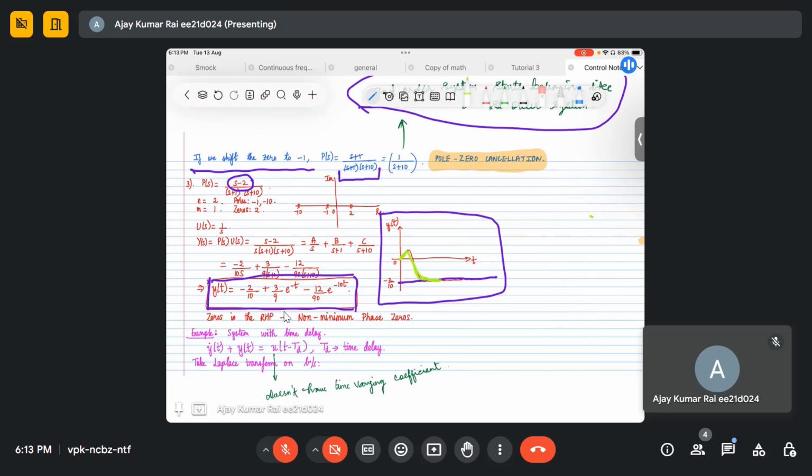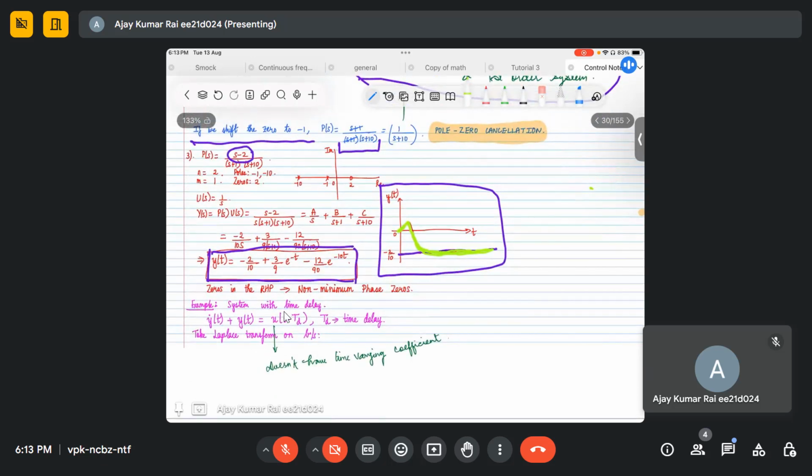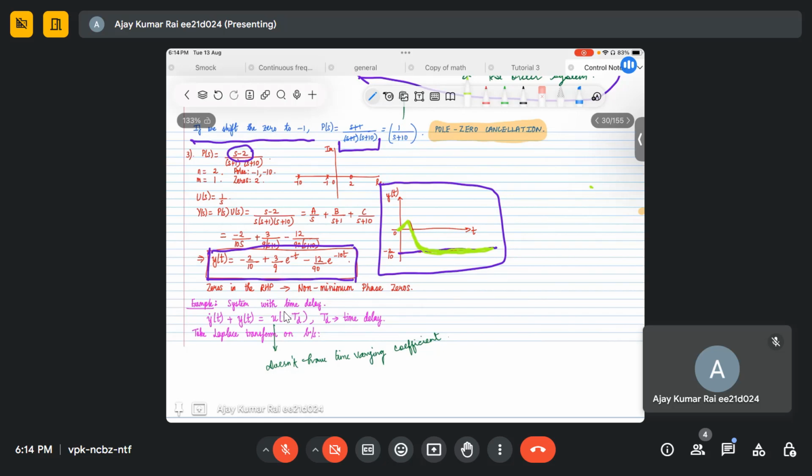If you are able to see this green one, I am just marking on the red one. So its effect is this. Due to the right hand zero, the zero which is present on the right hand side, the system goes in the opposite direction initially, for a very small duration. If we have a zero in the RHP, that is right half plane, it is called a non-minimum phase zero, and such a system is called a non-minimum phase system.